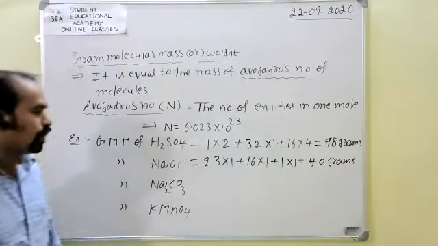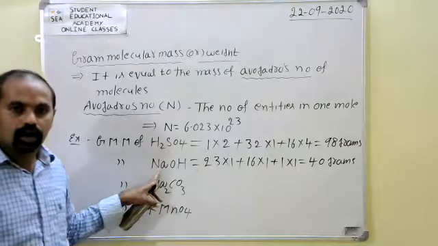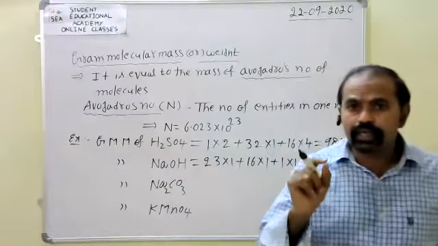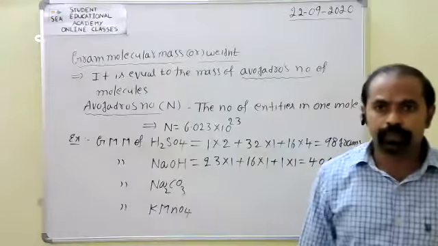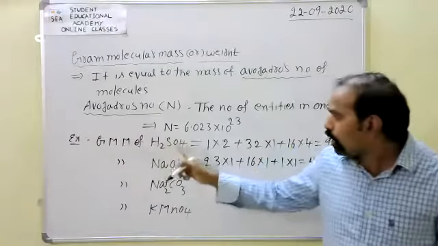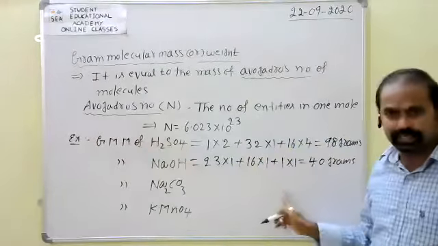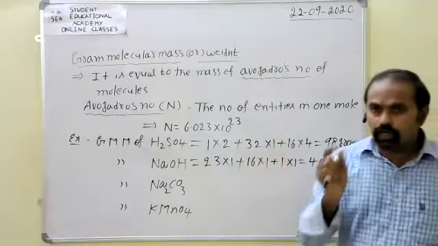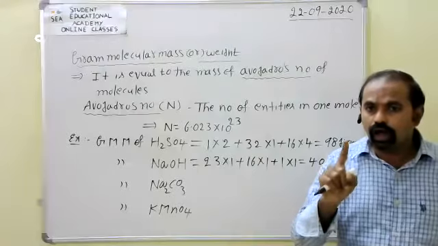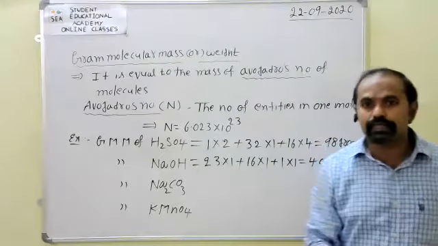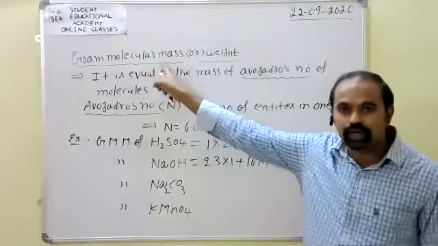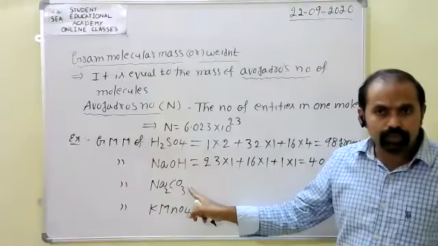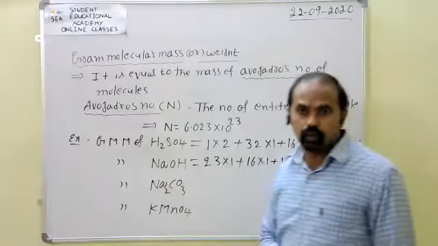This is called the gram molecular mass of sodium hydroxide. Not only that, for any substance that is given, we calculate the gram molecular mass by the same method. The sum of atomic masses of all atoms of elements in a molecule is called the gram molecular mass. Okay, next, here I have given an example of one salt, sodium carbonate.